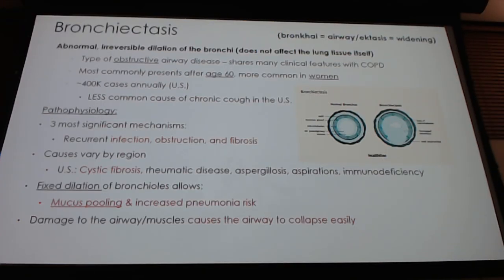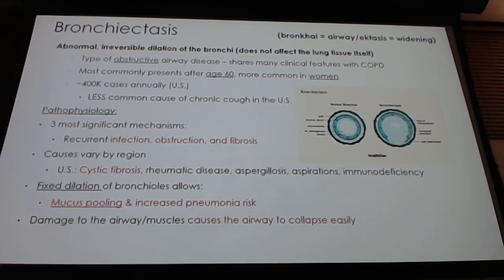This is our last topic, I think, bronchiectasis. This is a new word. Bronchi means airway, ectasis means widening. So this is a permanent abnormal dilation of the bronchi. So the bronchi are too wide. You look at this picture here.